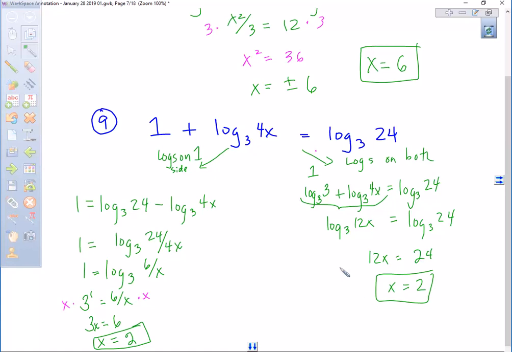All right, so you can pick your method. Which method do you like best? We actually could force all of them into something like this, if we wanted to move all our logs to one side and switch forms. I don't know that that's always the easiest way, but it can work.